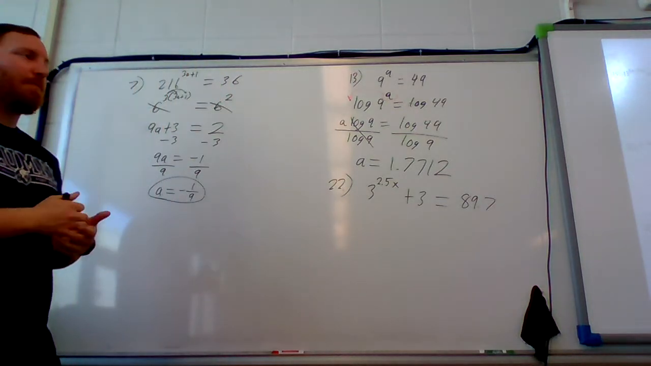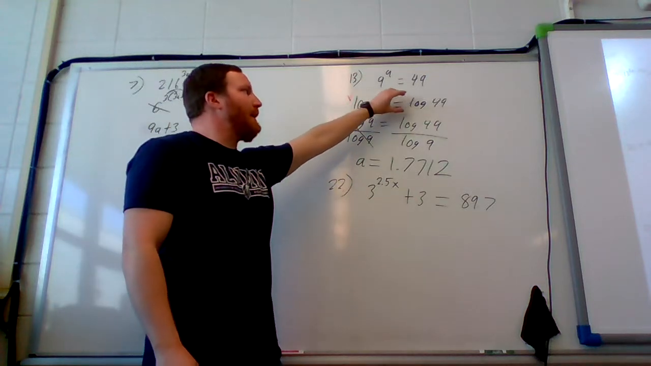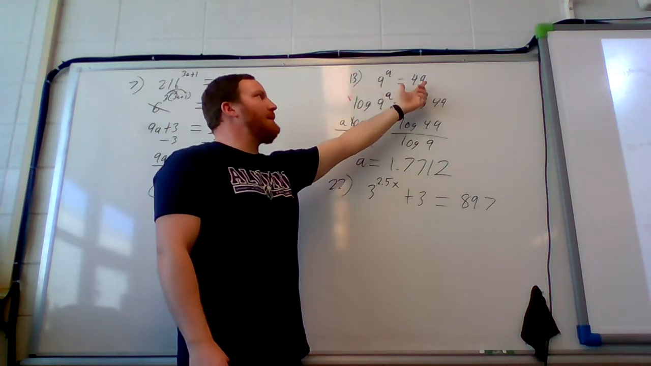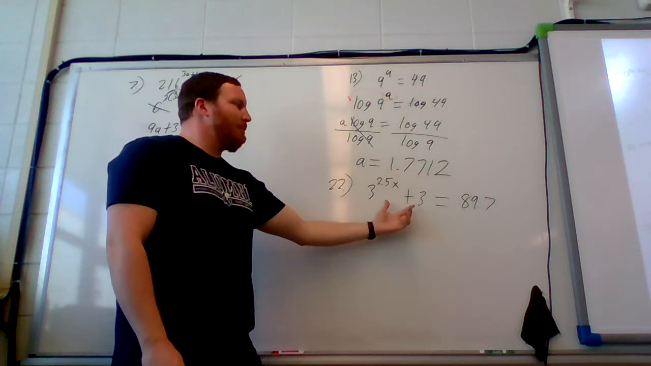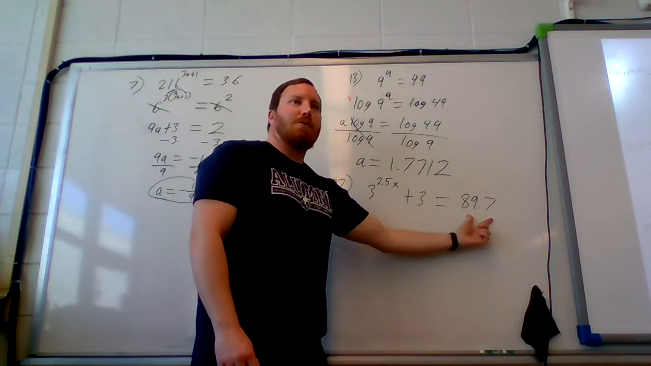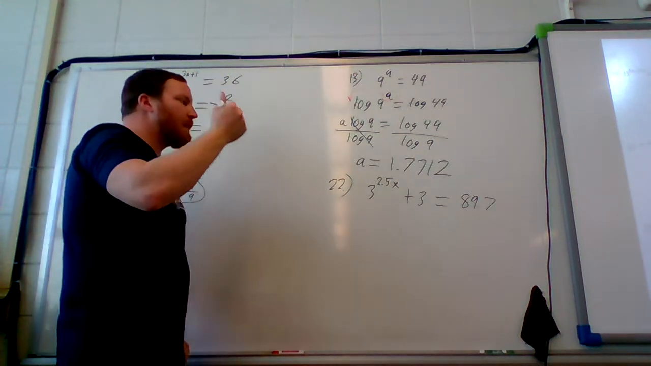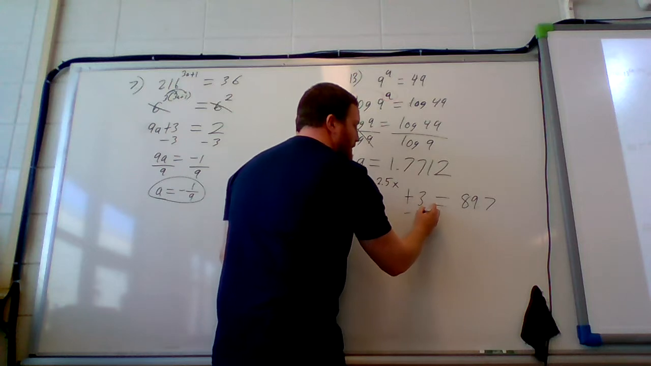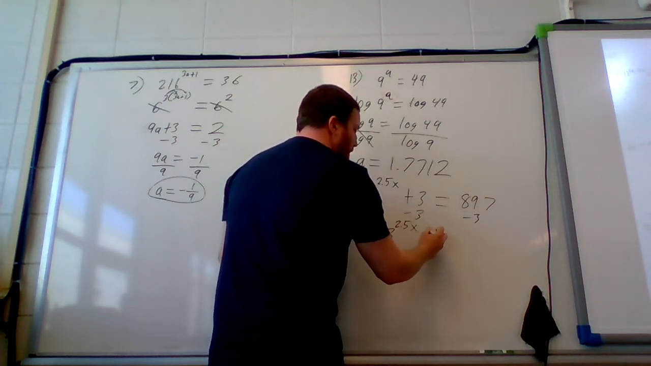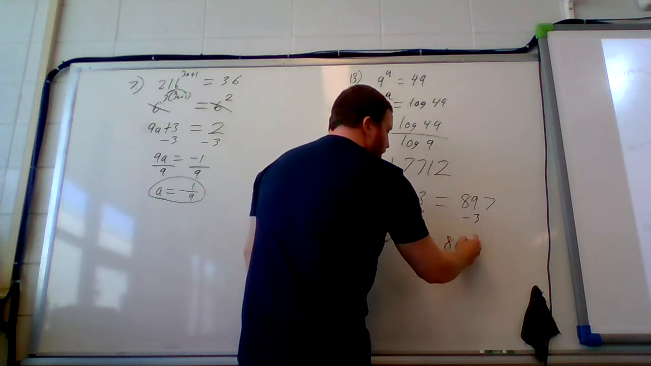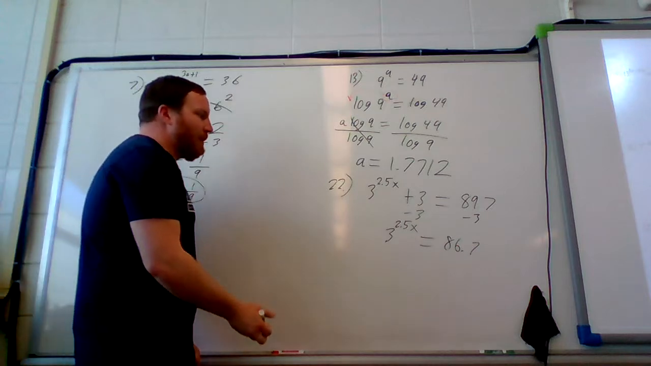They're adding in a step before we take our logarithms. So when we take the log of both sides, we want to have some number equal some other number. This time they're giving us a plus 3. So we want to move that plus 3 to the other side first. So how do we get rid of our plus 3 on the left side? Subtract 3 from both sides. Equals 86.7. Then we're going to take the log of both.